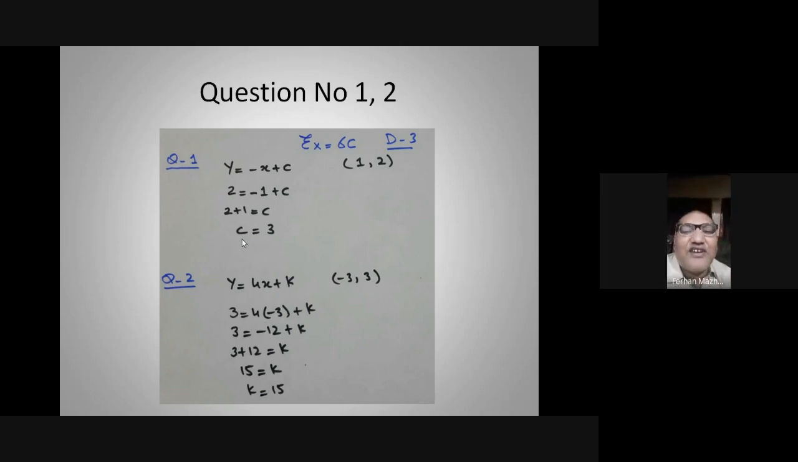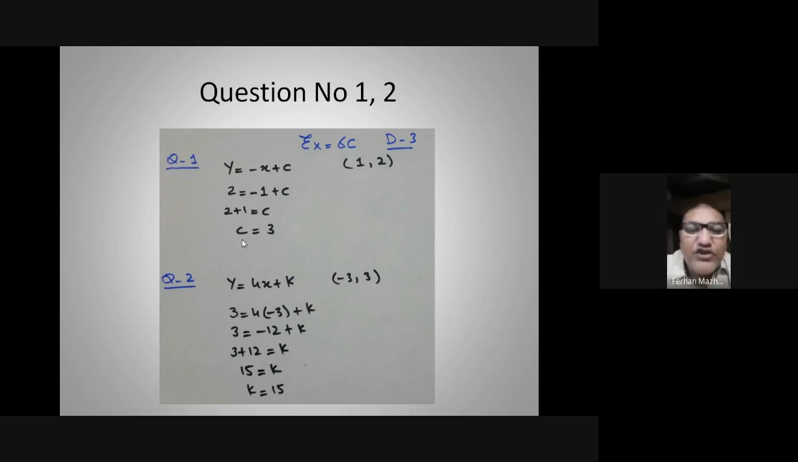He says that we have a line whose equation is y equals 4x plus k, and it is passing through the point minus 3 comma 3. So if this point is on that line, or that line is passing through this point, both statements mean the same thing. These x and y values will satisfy that equation.